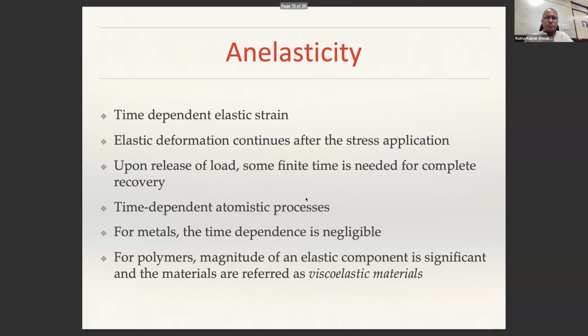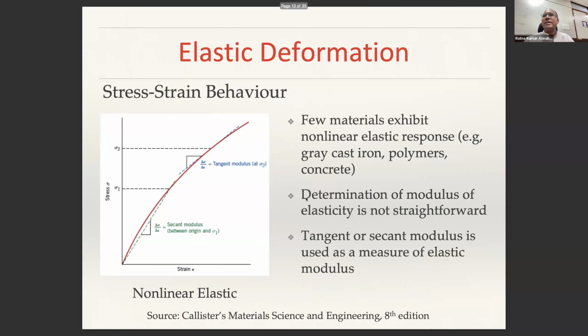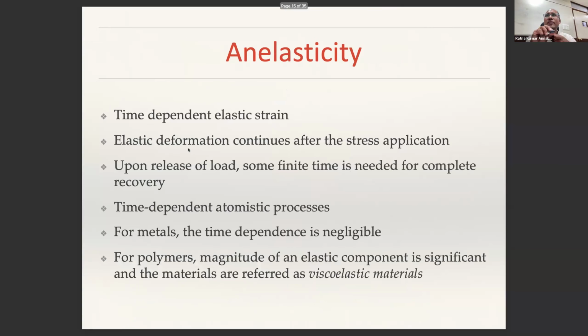All right. That's about elastic deformation. And now we'll talk about inelasticity. What do we mean by inelasticity? If you look at the elastic deformation, there is no time that is coming into picture. It does not depend whether I am loading it faster or slower. Elastic deformation does not depend on time. Whereas, in some cases the elastic deformation depends on the time, so you will have time dependent elastic strain.